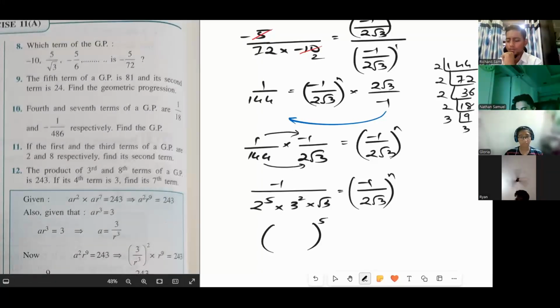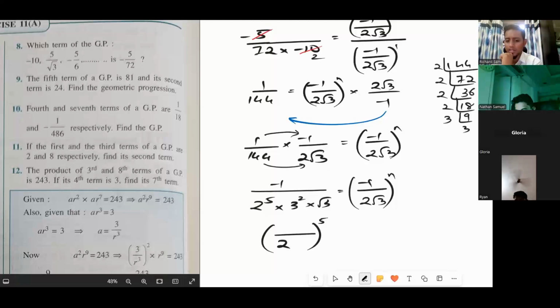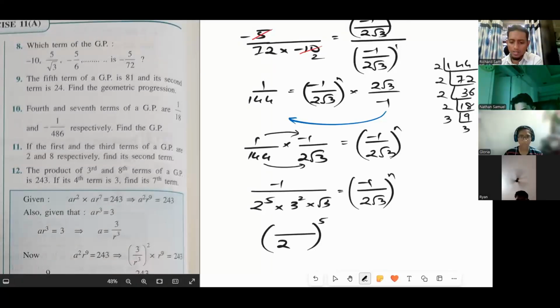If I put a whole raised to 5 over here, I can just write 2 inside, because if I'm taking the 5 outside, and here 3 square into root 3. How do we do that?